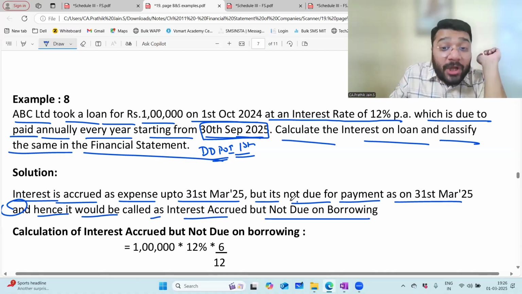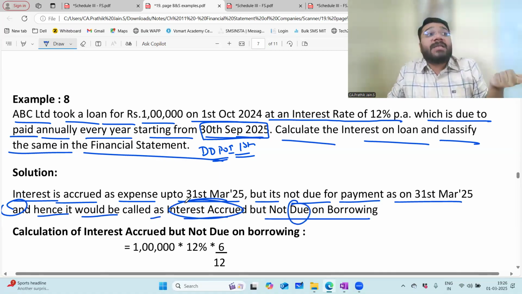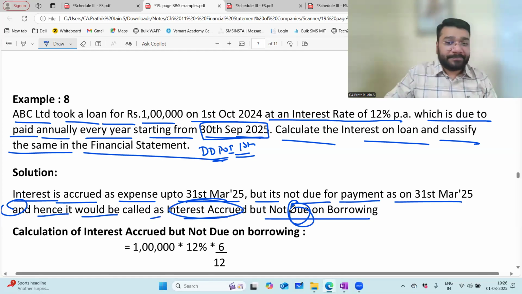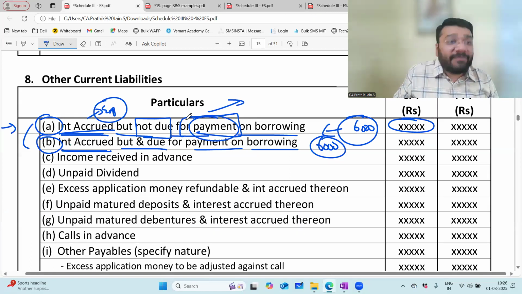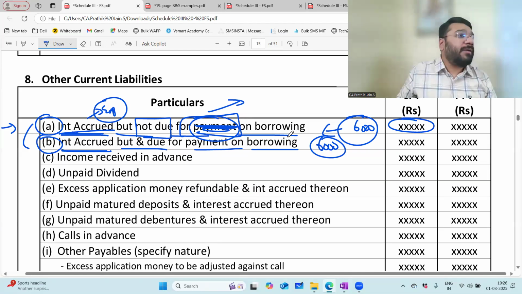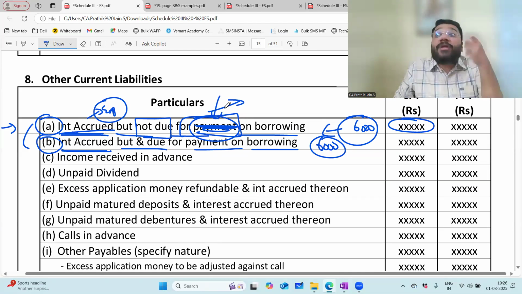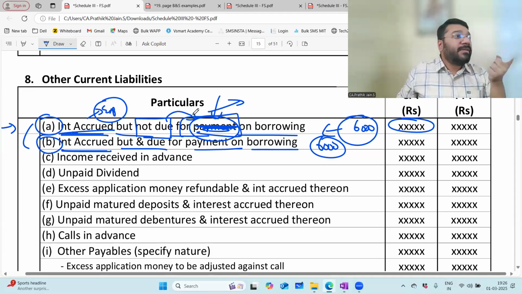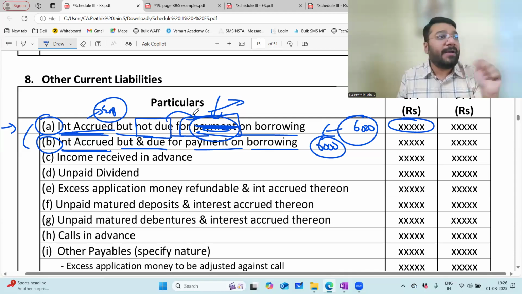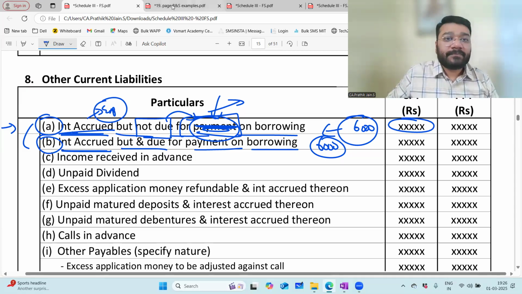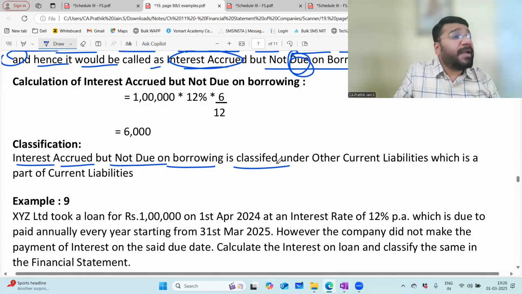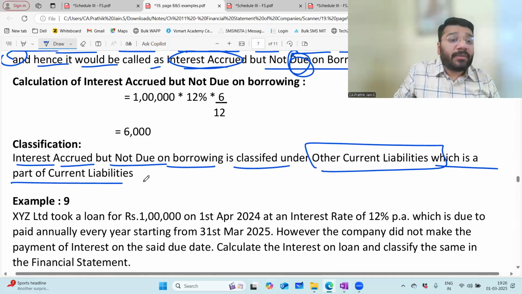But not due. Due for what? Due for payment. Interest accrued means expenditure to be recorded. Due is from the point of view of the payment. It is not due for payment on the borrowing. The word payment here I have added. If you take Schedule 3, the word payment is not there. What have they given? Interest accrued but not due on borrowing. Payment I have introduced because I wanted to make you understand due for what? Payment. The words due and payment I linked so that you can understand it. If you take the proper Schedule 3 format, the word payment is not there. Interest accrued but not due on borrowing is classified under other current liabilities, which is a part of your current liabilities.